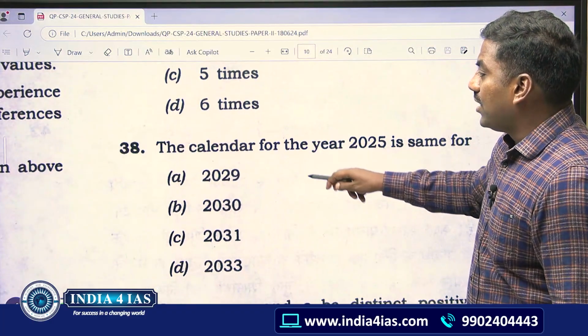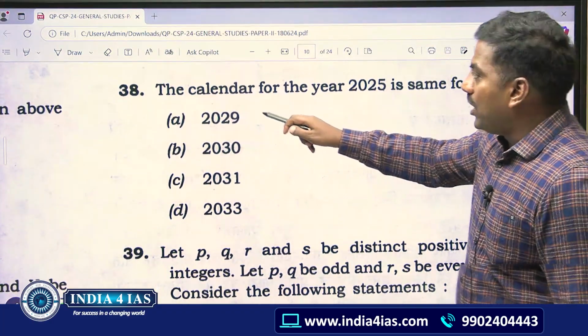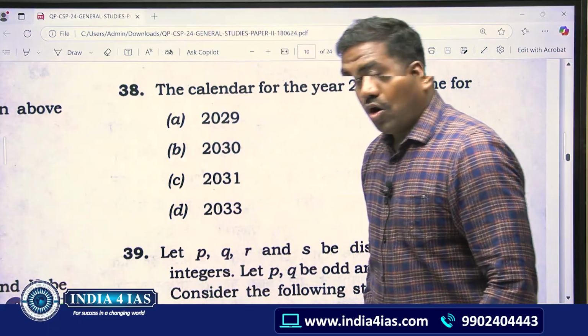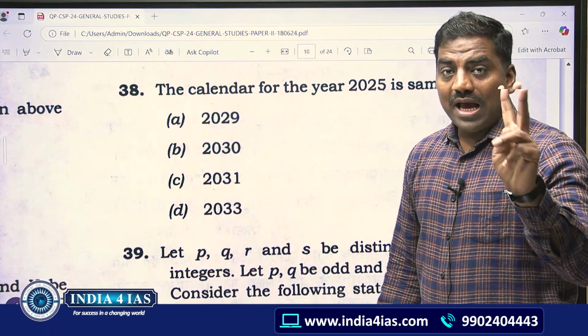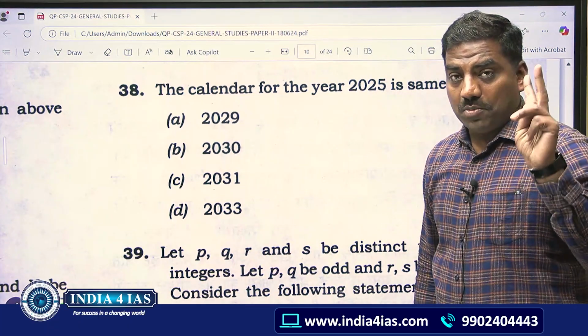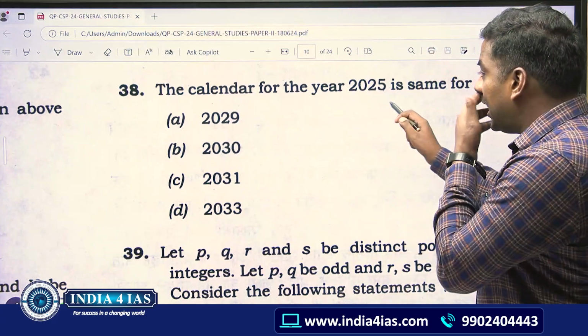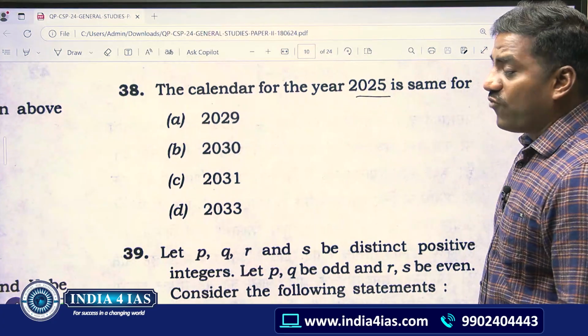Now this is calendar. Calendar is becoming more popular these years, so you have to focus on calendars. You should not leave this chapter. I am seeing they are asking 2 questions from now on. Okay. The calendar for the year 2025 is same for.